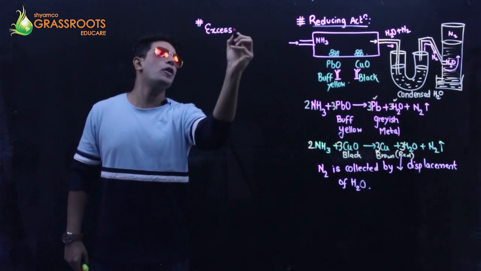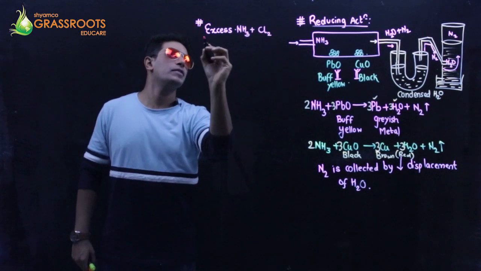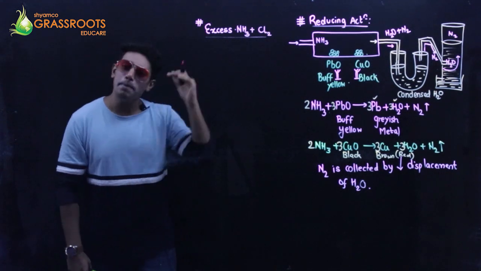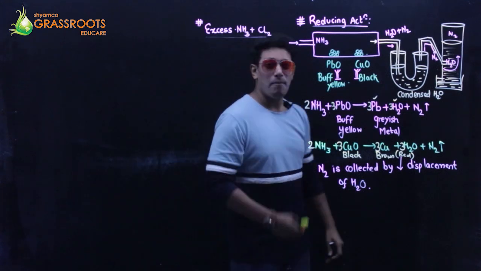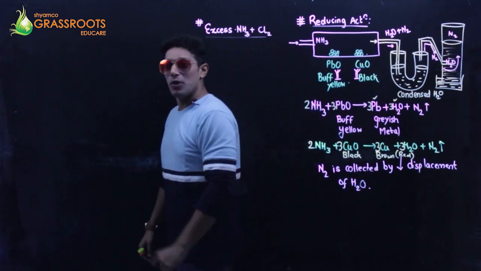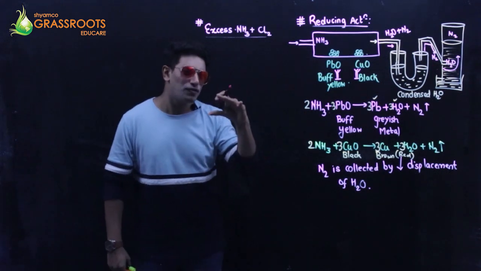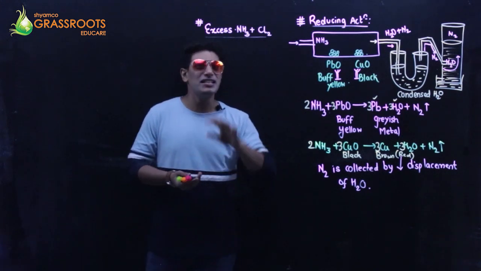Excess of ammonia with chlorine. Let's see this reaction. It is a reaction which is based on the partial equation method. Now these three words, partial equation method, we have heard about in ninth standard, where most of the schools eliminate this method. Let's learn about it.